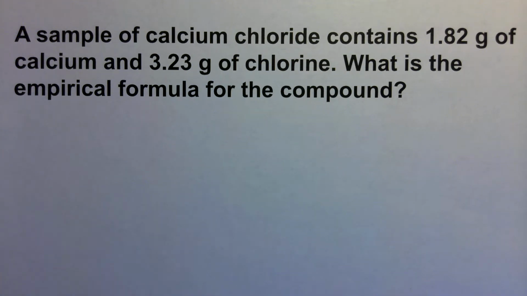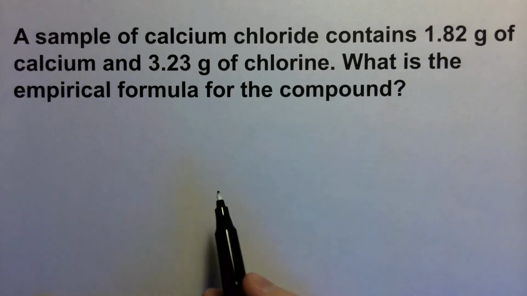Okay, in this example, we are going to get into how you calculate the empirical formula of a compound. Now, the empirical formula of a compound is basically a representation of the lowest possible terms of the ratio of elements within a compound. So what that means is that, if we were to put it down into lowest terms, for this many calcium, how many chlorines?